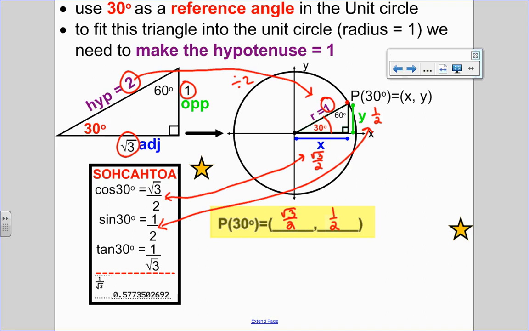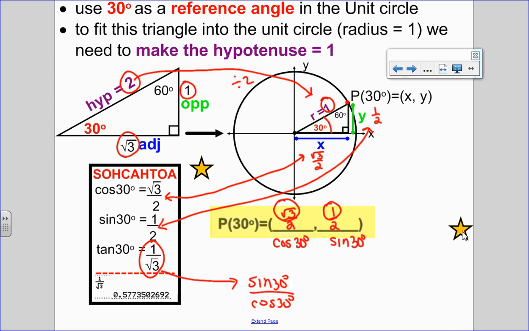Now, what about tangent? Tangent is 1 over root 3. How can I relate those together? Well, I'm trying to find a 1 and a root 3. If I look at my numerator of this one and divide it by my numerator of this one, I get tangent. So what looks like is happening is that cosine of 30 is my x-coordinate. Sine of 30 is my y-coordinate. And it looks like tan of 30 is sine of 30 divided by cosine of 30, the 1 over the root 3.